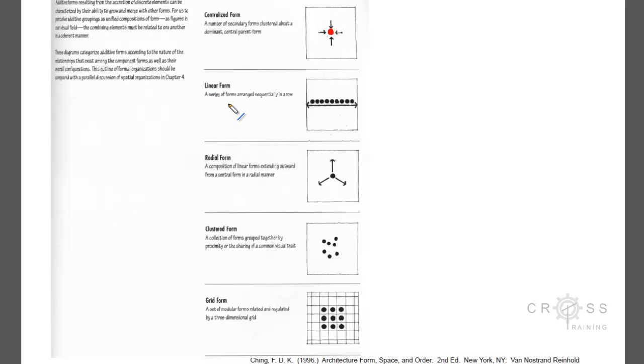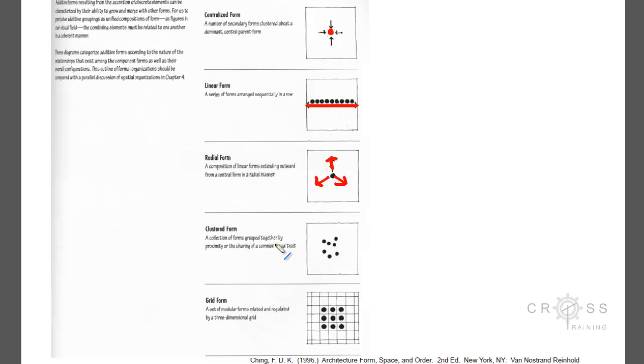The second one is linear. So linear is a series of forms arranged subsequently in a row, so everything is based off this line. Radial means that not necessarily it needs to start at the center, but things kind of move in an outwardly direction. So this is the key aspect of radial. And we can see here, if we read our definition, a composition of linear forms extending outward from a central form in a radial manner.